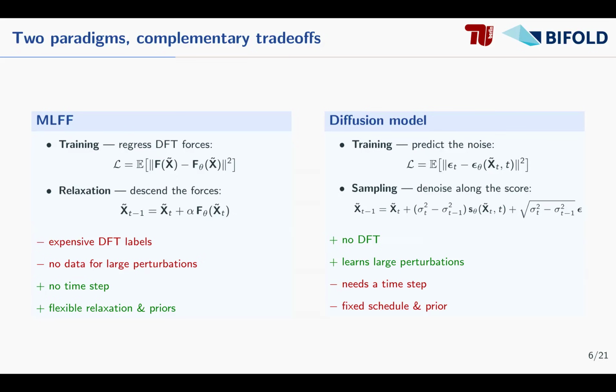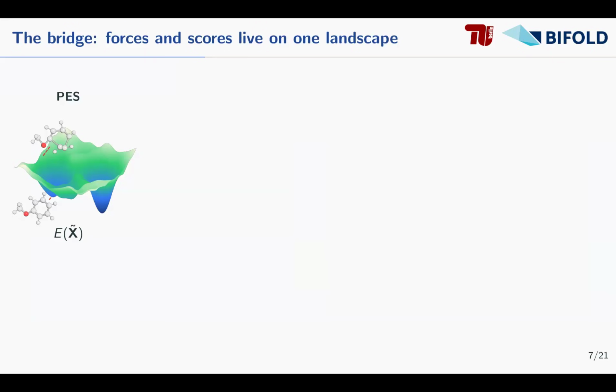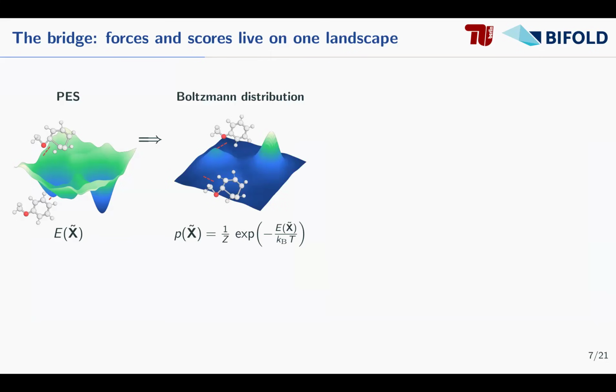So what we're doing in our work is basically combining the best of both worlds and trying to only keep the good parts. And luckily, there is a connection between the two that has already been explored before that we build upon. So if you have a potential energy surface, you can always get a probability distribution out of it by using the so-called Boltzmann distribution, which is basically an exponential function. And in the exponent, you have the energy that is assigned to your system by your potential energy surface. And in this way, you get a distribution where there is high probability at points that have a low energy in the potential energy surface.